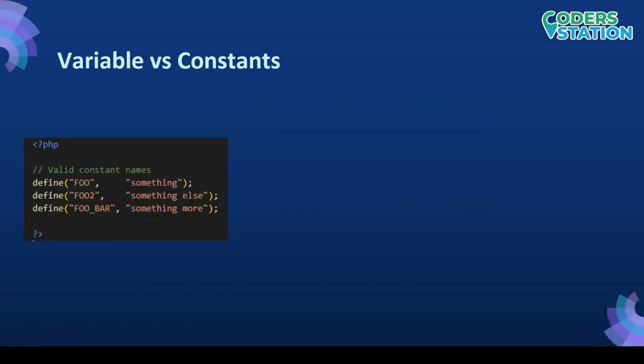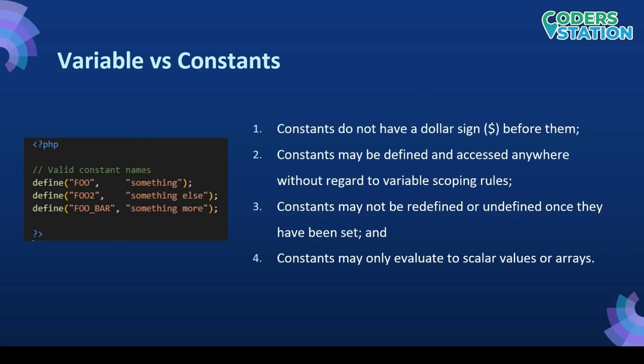These are some differences between constants and variables. Constants do not have a dollar sign before them; variables do. Constants may be defined and accessed anywhere without regard to variable scoping rules. Like we discussed in the previous video, we have three scopes: global, static, and local. Constants may not be redefined or undefined once they have been set. And finally, constants may only evaluate to scalar values or arrays.